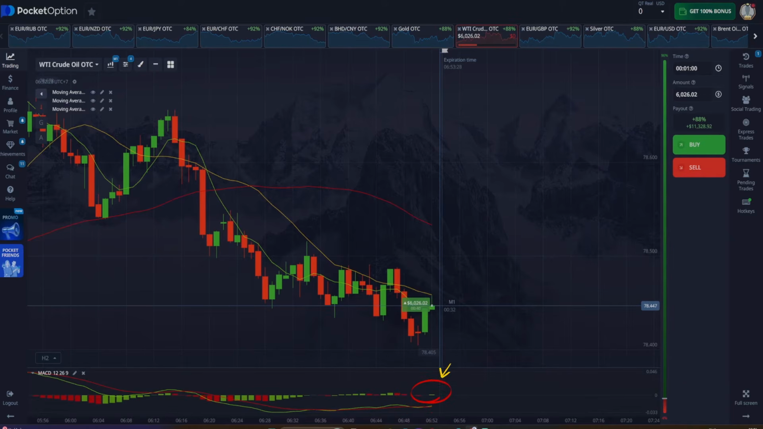In addition to the crossover, notice how the histogram has turned green. Not only has it changed color, but the bars are also expanding upward. This tells us that buying pressure is increasing and the probability of price moving higher is strong.